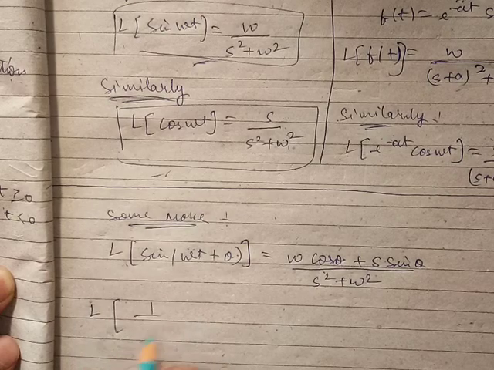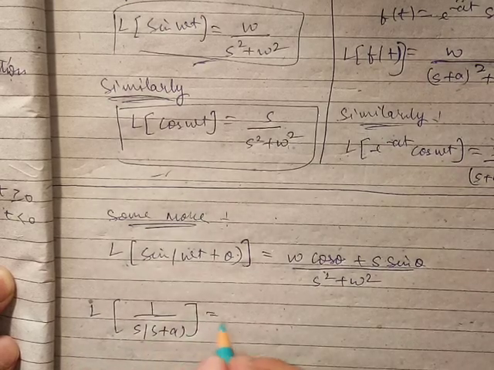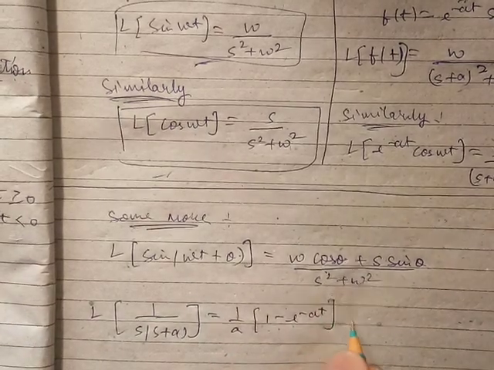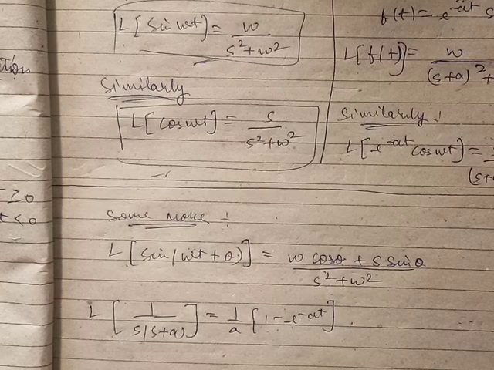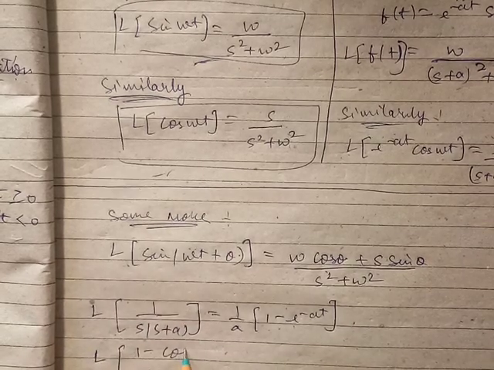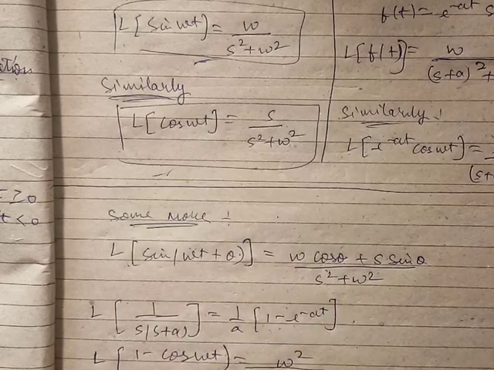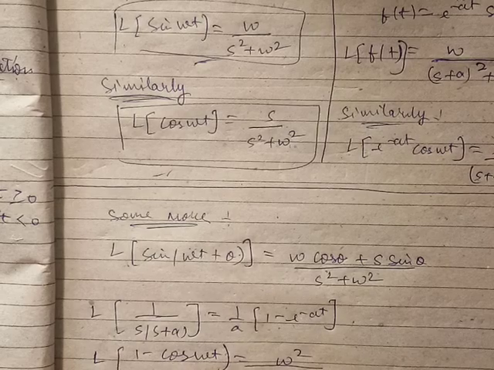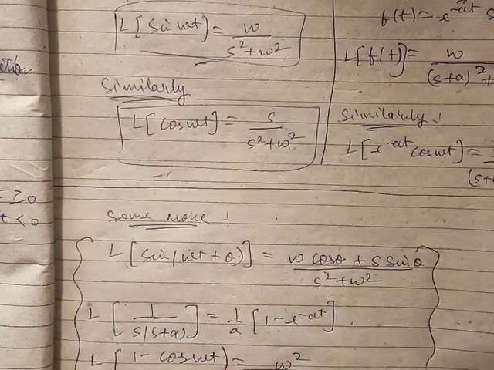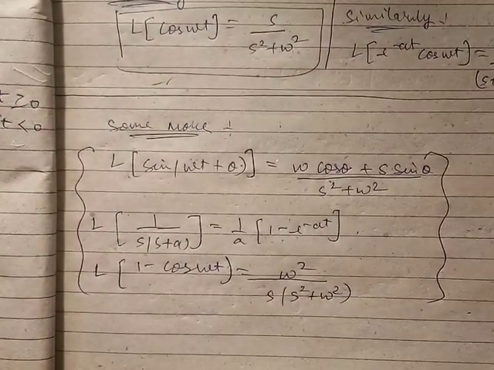The other one comes with s on s plus a, which is equal to 1 upon a times 1 minus e raised to power minus at. Laplace of 1 minus cos omega t is given by omega square upon s times s square plus omega square. You should remember, right.